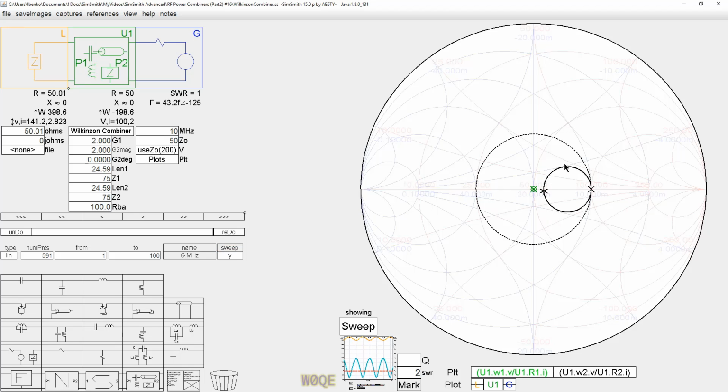Here's the plot with 75 ohm coax, and here's the 10 megahertz point. If we go to 70.71 ohm transmission line here, and 70.71 ohm transmission line here, we see a match at 10 megahertz, which is right here, which is what you expected. So these little compromises are just the way life works.